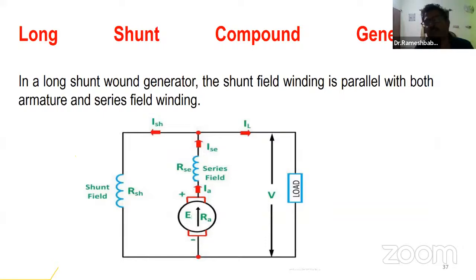Now the compound generator, long shunt and short shunt. Keep in your mind, long shunt is nothing but the series field winding connected in series with the armature. Short shunt is the series field winding connected in series with the load. There are two types of compound generators.